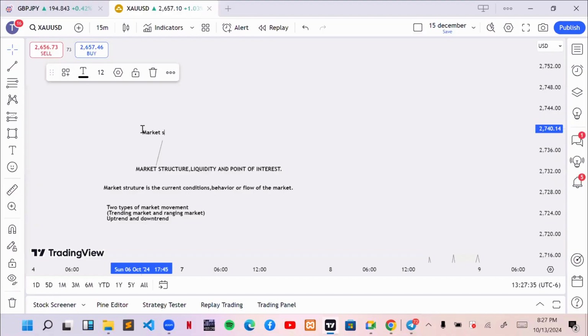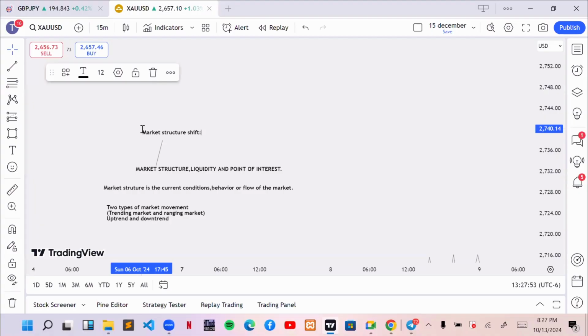Market structure shift. I'll first of all take what a market structure shift is. A market structure shift is an indication that the current trend is about to end and a new one is about to begin in the opposite direction.